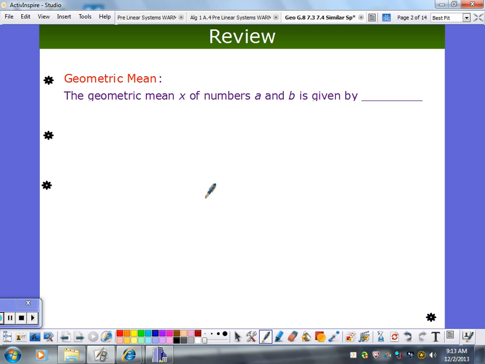Geometric mean. Do you guys remember geometric mean? Some of us never learned that. I learned that on the last test as well. So for once and for all, geometric mean.